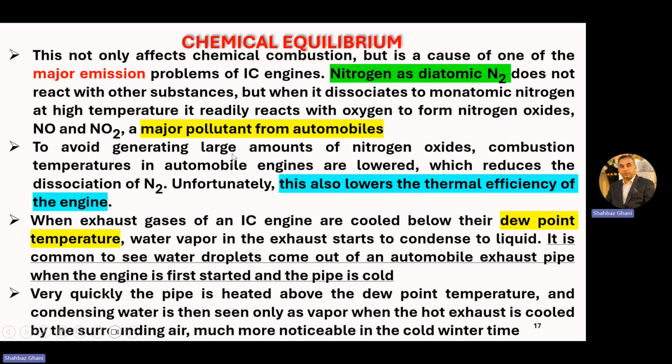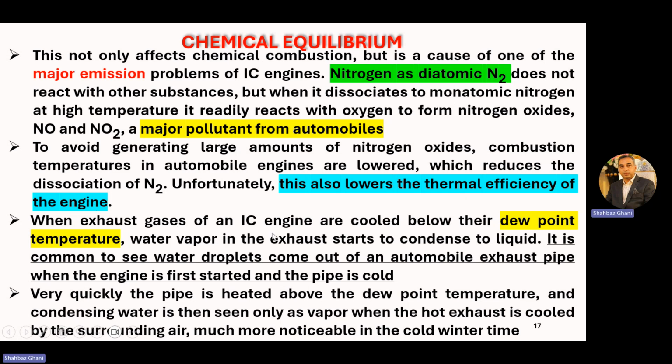To avoid generating a large amount of nitrogen oxide, combustion temperatures in automobile engines are lowered, which reduces the dissociation of nitrogen. So to avoid getting NOx in the combustion chamber and in the exhaust, we have to lower the temperatures of the engine so that there is less dissociation of nitrogen, oxygen, and carbon dioxide. Unfortunately, when we lower the temperature, this also lowers the thermal efficiency of the engine.